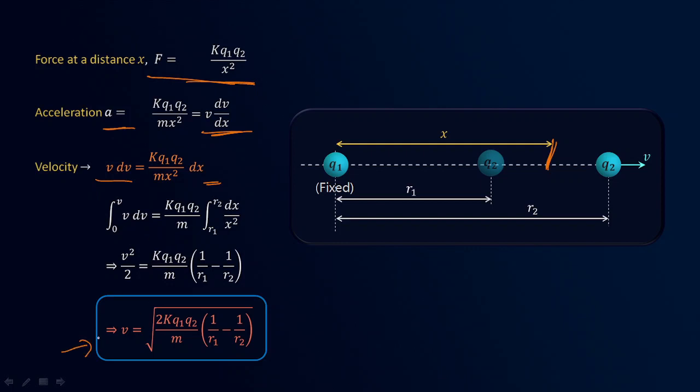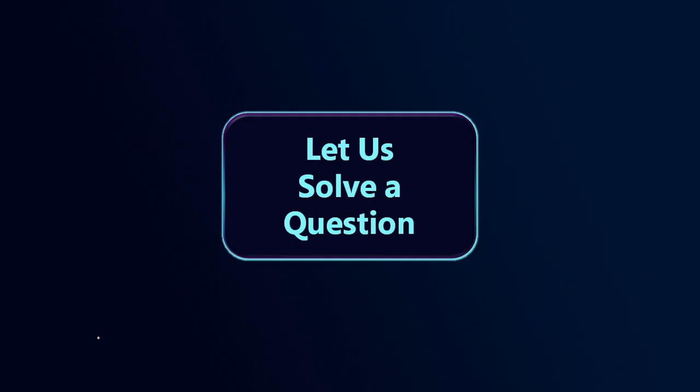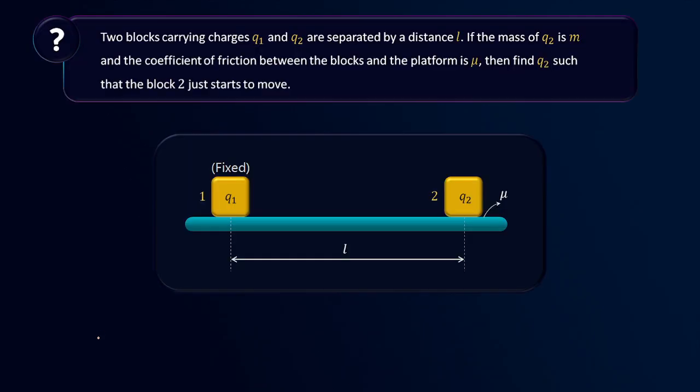Right? Next, let us solve one more question. Now the question says that we have two blocks carrying charges q1 and q2 placed at a distance L. If the mass of q2 is m, and the coefficient of friction between the block and platform is mu, then find q2 such that block 2 just starts to move. So we have to find the magnitude of charge q2 so that it will just start moving on this surface.